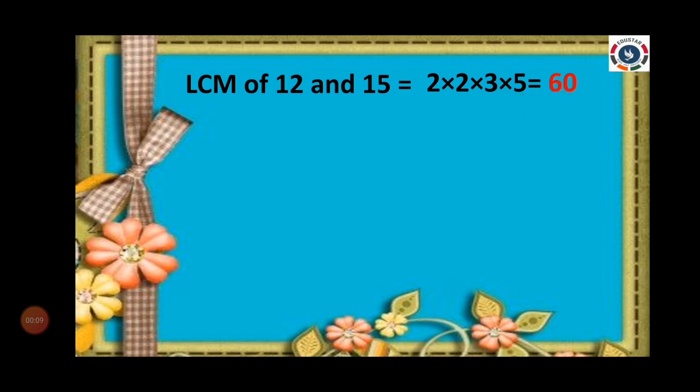Now we are going to find the product of HCF and LCM. So LCM into HCF, product means multiply, so we multiply both values. What is the LCM? 60. What is the value of the HCF? 3. So 60 into 3, you get 180. Okay. Now we have already used the two numbers to find HCF and LCM.